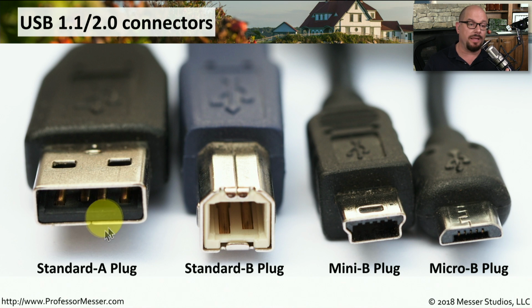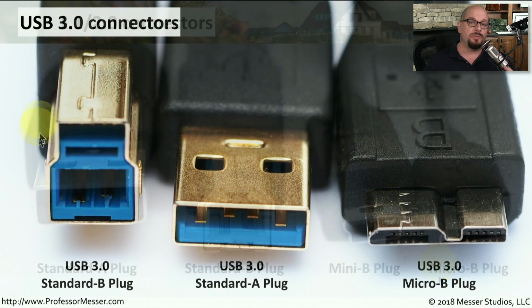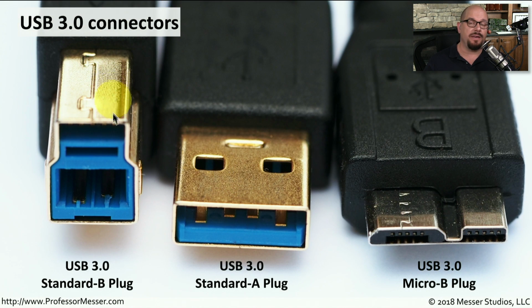The standard A plug has the same form factor as other USB standards, although there may be a different number of pins inside of a USB 1.1 or USB 2.0 plug. The standard B plug for these versions of USB is this squared type plug, and this is usually one that you would plug into a printer or some other peripheral. For smaller mobile devices, you commonly see the mini B plug or the micro B plug being used for USB type connections. The USB 3.0 and higher connections have similar but slightly different types of connectors.